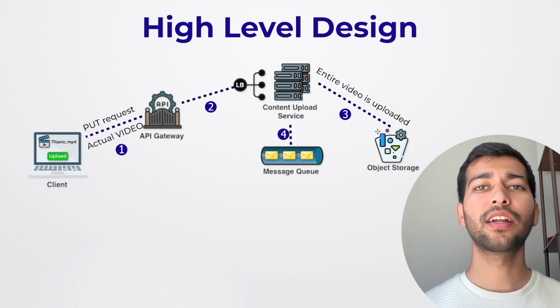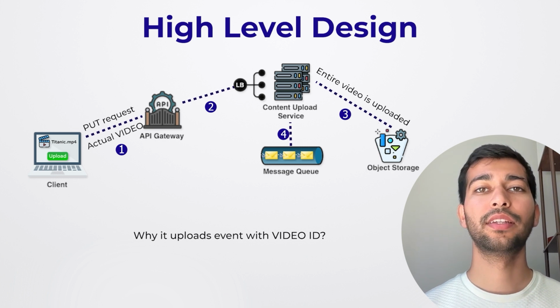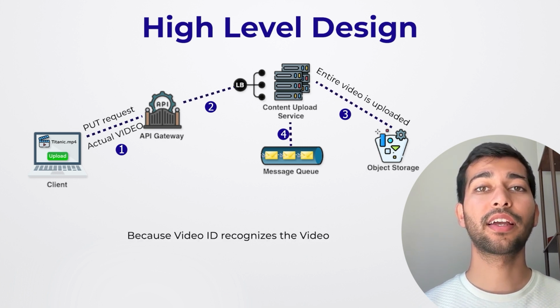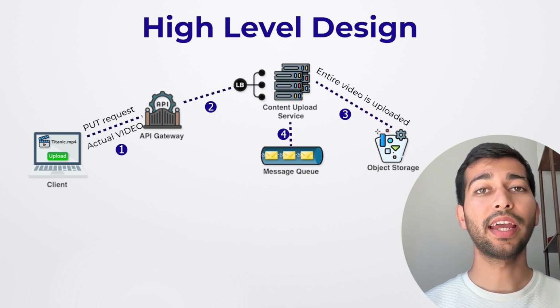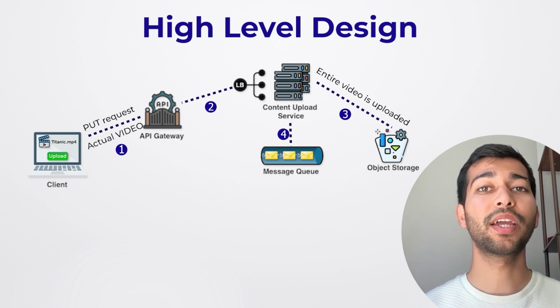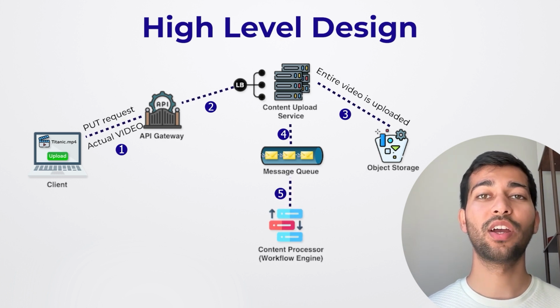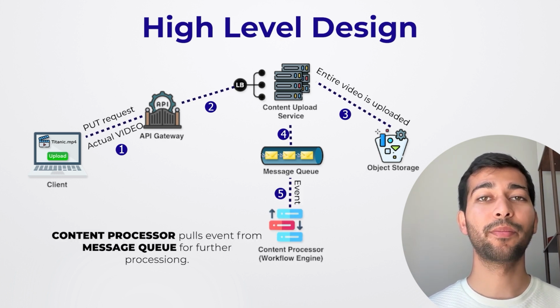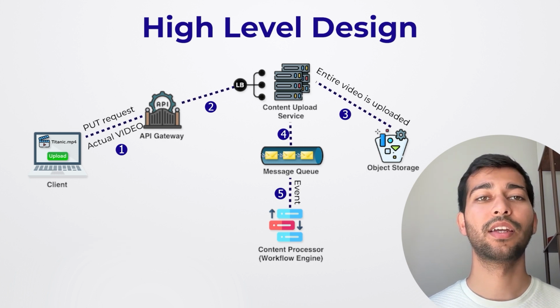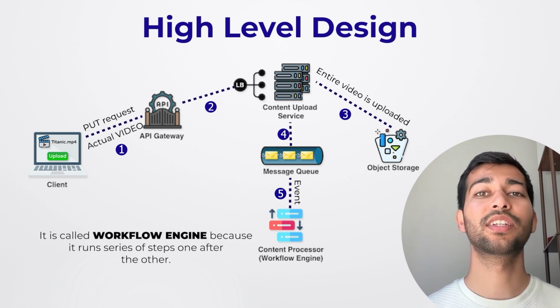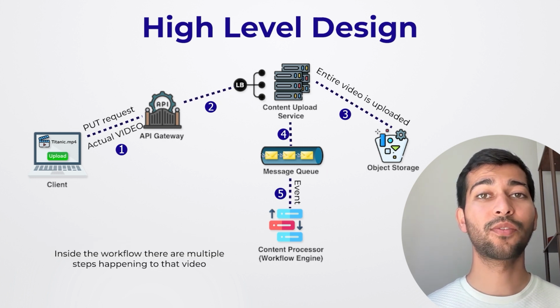Now, why does the content upload service add an event with the video ID in that? This is because the video ID recognizes the video. So next, if we have to do some kind of post processing, that video can be picked up using that video ID. The content processor, which is a workflow engine, pulls this event from the message queue for further processing. It's called a workflow engine because it runs a series of steps one after the other. Inside the workflow, there are multiple steps happening to that video.